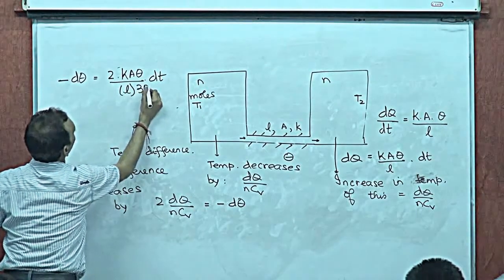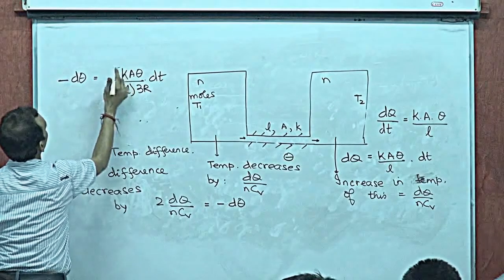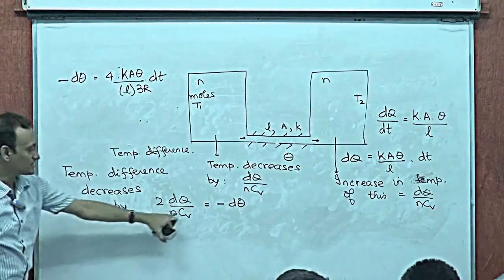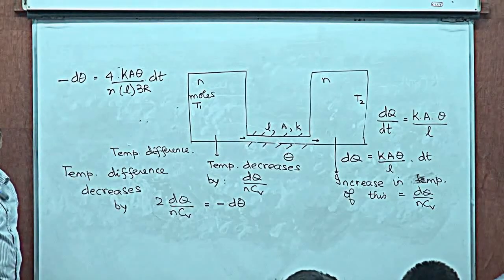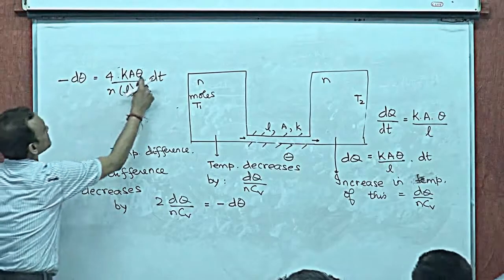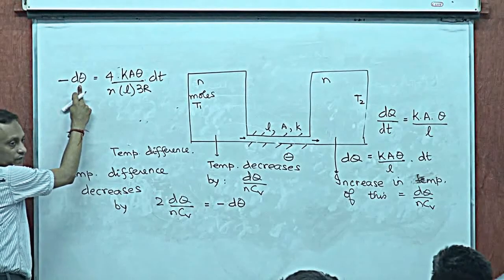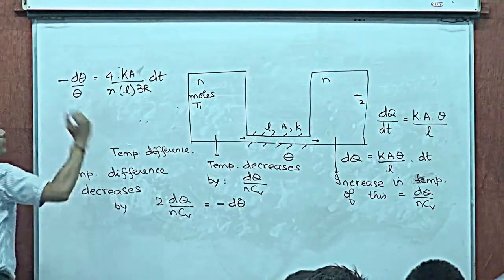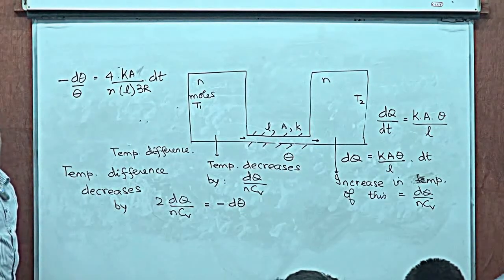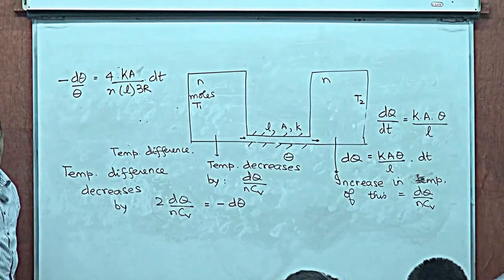Cv is 3R by 2. So it becomes 4 by 3 and replacing the Cv by 3R by 2, into n. This theta I can bring in here. Writing Cv as 3R by 2. This is what transpires.